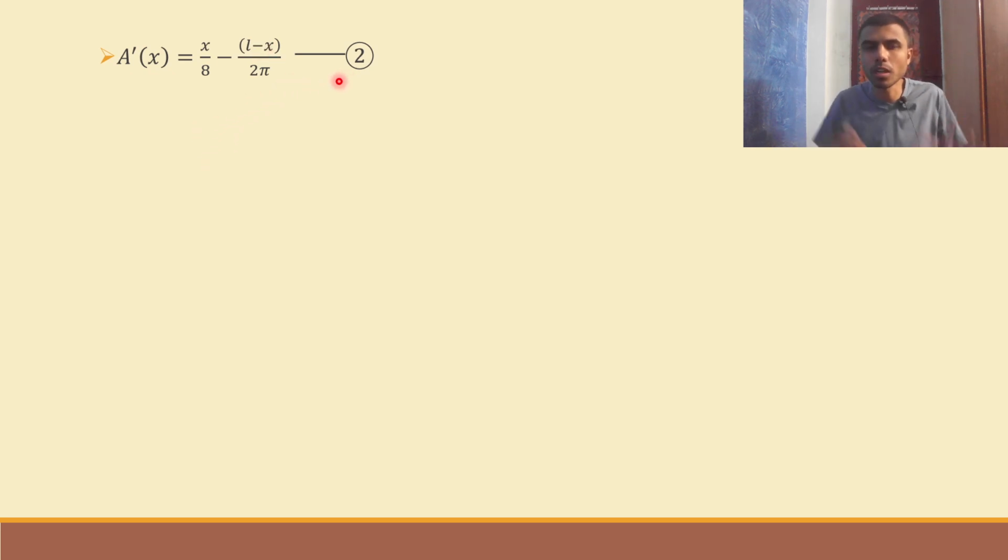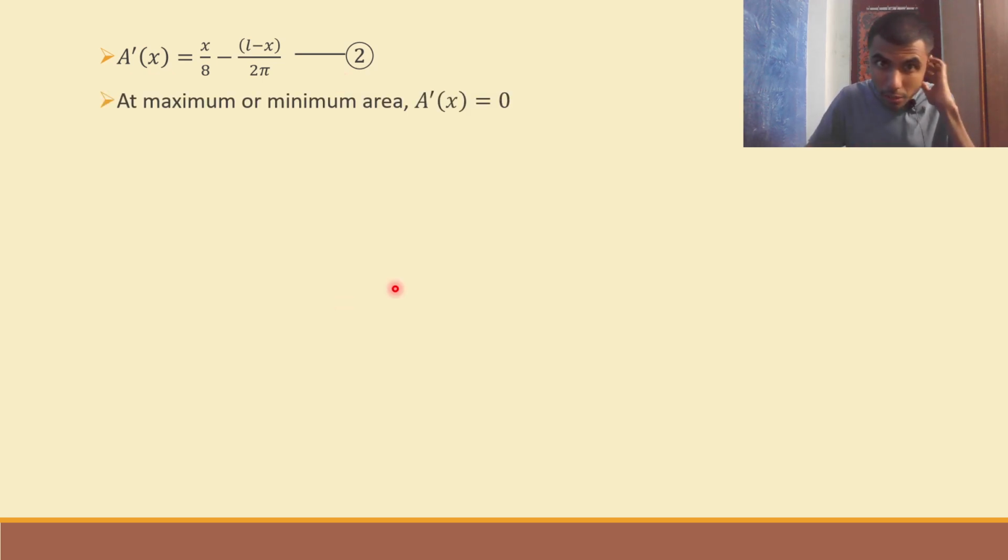Mark it as equation 2. Now for maximum or minimum area, A dash of x has to be 0. You might have learned it, right? Once you get the function at maximum or minimum, its derivative, like this one, A dash, will be 0. Fine, equate it to 0.